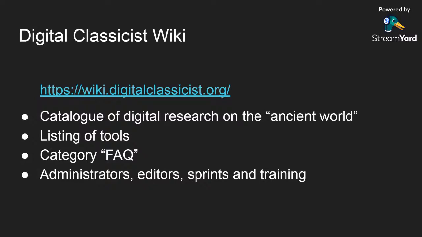The community of the wiki is made up of several sort of categories of person. There's a formal group of administrators. There's an editorial board, which is slightly larger, and there are several hundred in principle, but several dozen active editors who have accounts on the wiki and who make edits to the wiki and add pages and correct pages and so forth.